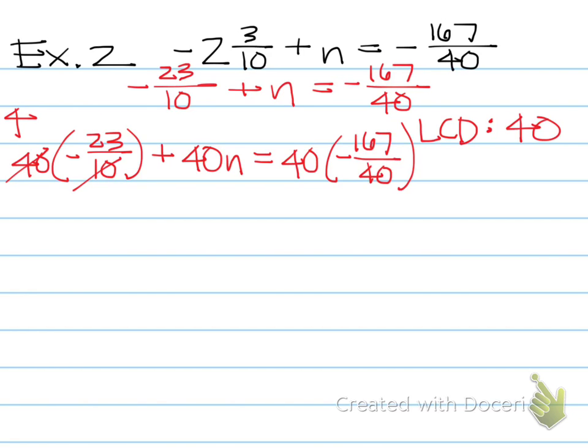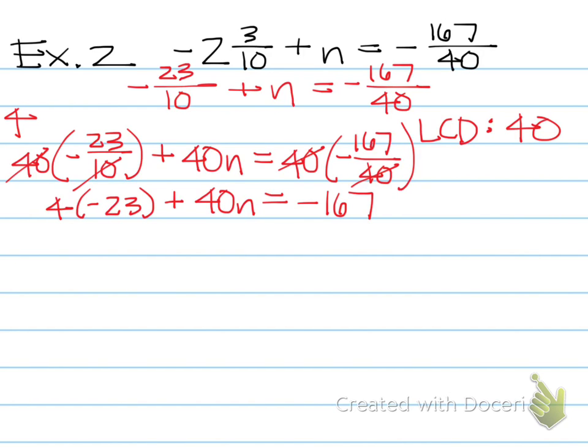When I multiply the first terms by 40, 40 and 10, they cancel. 10 goes into 10 one time, 10 goes into 40 4 times. That leaves us with 4 times negative 23. 40 times n is 40n. And when we multiply 40 times negative 167 over 40, the 40s will cancel, leaving us with just negative 167.